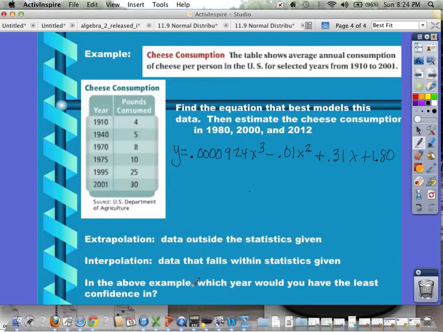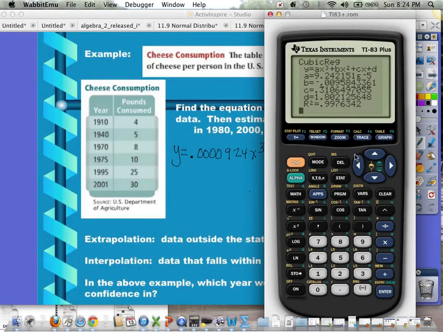Now, let me go back to my calculator. All right, I've got my graph and I've got my points, but I need that line to go in there. I'm going to go to y equals, put my cursor to the right of the equal sign, and then I'm going to go vars, number 5 statistics, scroll over to EQ, which is equation, and hit enter.